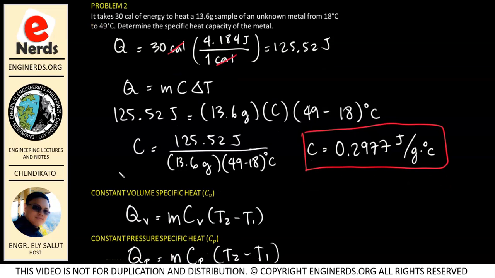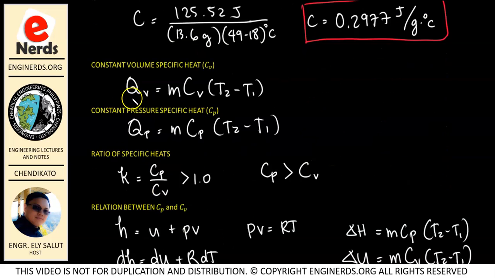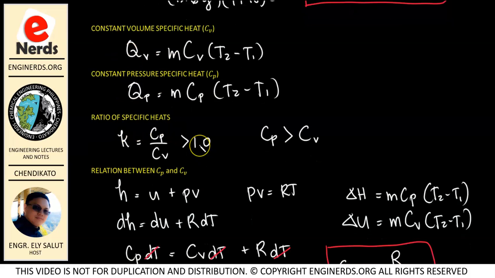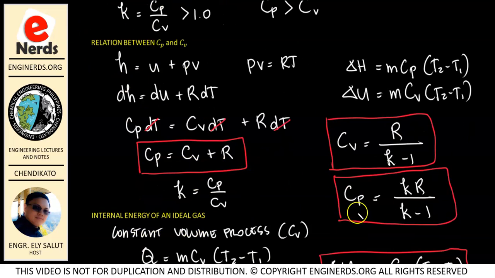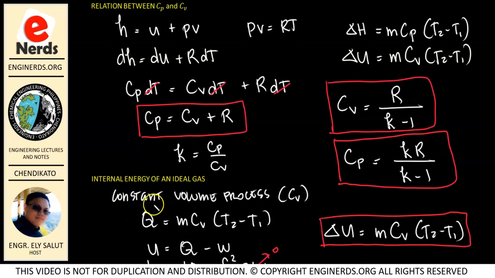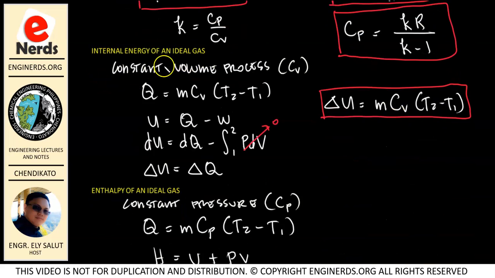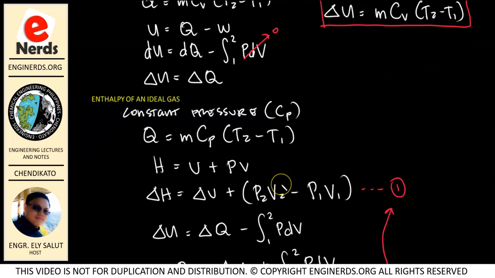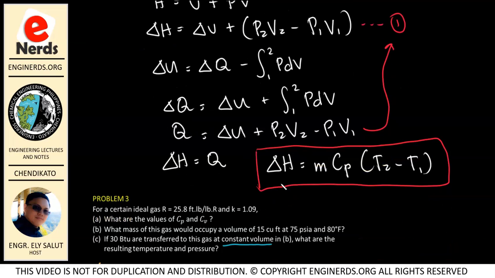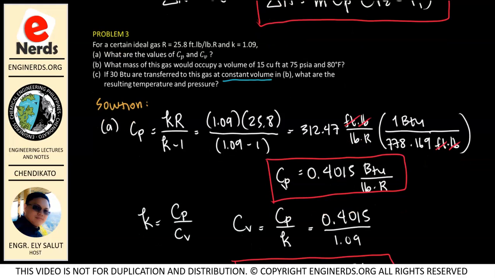And then right after that, we're going to explain the specific heat in different conditions, at constant volume and constant pressure. Then we are going to discuss the relationship between Cp and Cv. We're going to derive those equations as well. And then we're going to show you the internal energy of an ideal gas and the enthalpy of an ideal gas. Then after that, we're going to apply what we have discussed in answering this last problem here.